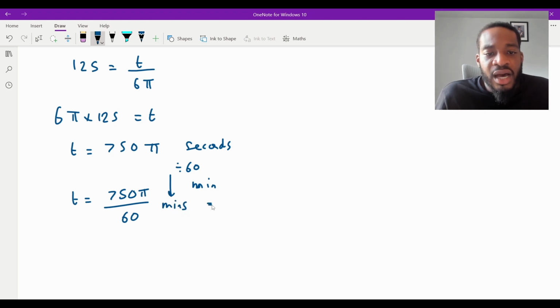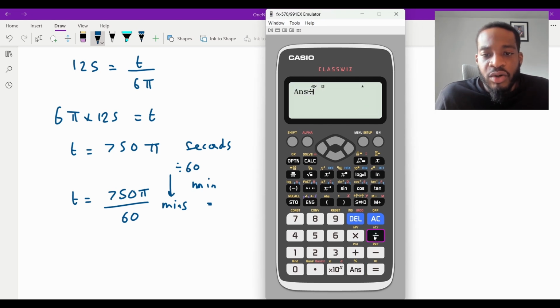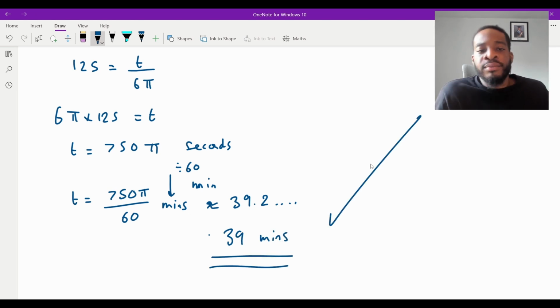So I'll put this into the calculator and see what I get. I'll just do that divided by 60. Answer over 60 is going to give us 25 over 2 pi, which is approximately 39.2 minutes. They wanted it to the nearest minute, didn't they? So I'm going to say 39 minutes, and that is our final answer. And that's it, that's question 14 finished.